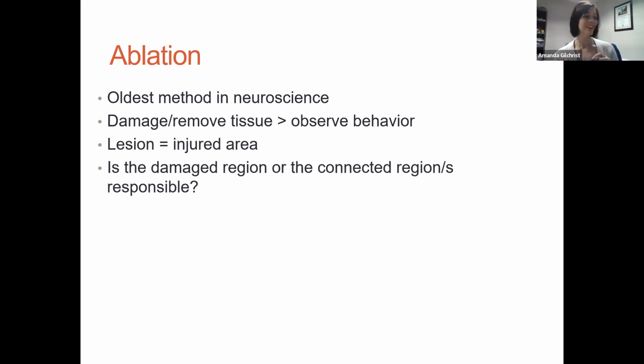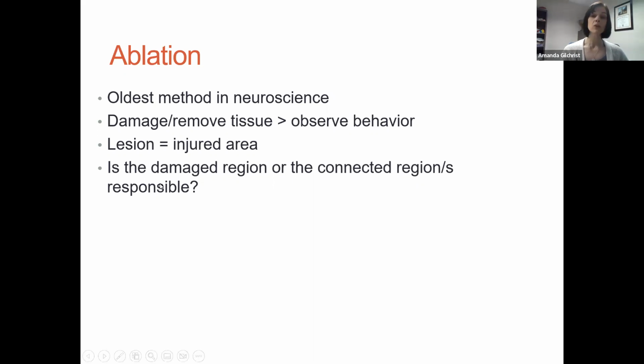Now, I want to be really clear. We do not intentionally ablate brain tissue in humans. We actually look at patients that have existing lesions or injured areas. So when you hear me talk about a brain lesion, we're talking about an area of the brain that is injured. We're going to look at patients that have brain lesions to understand how the brain works when parts of it are damaged. One of the best ways to learn about what the brain is responsible for is to see what happens to those abilities when parts of the brain are damaged. So a lesion is an area of damaged tissue, and ablation studies are often going to be called lesion studies.